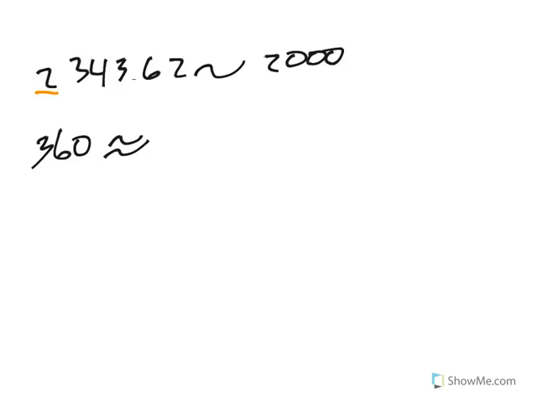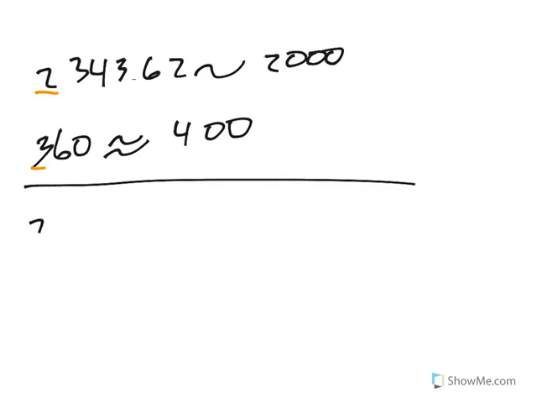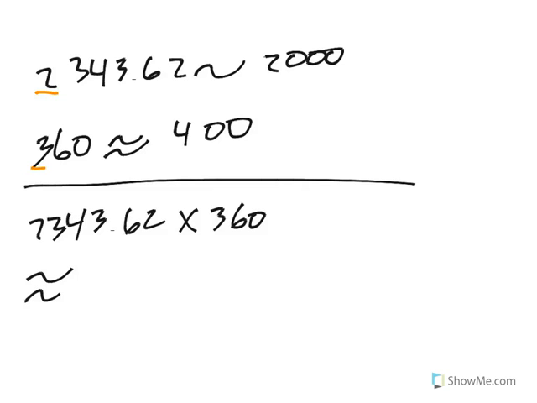And what that looks like is 2343.62 rounded to the nearest thousands, using the same round off rules that we have in the past. That's going to be approximately 2,000. And then the 360 rounded to the nearest hundred, that's going to be about 400. So the final product, 2343.62 times 360, is going to be approximately 2,000 times 400.